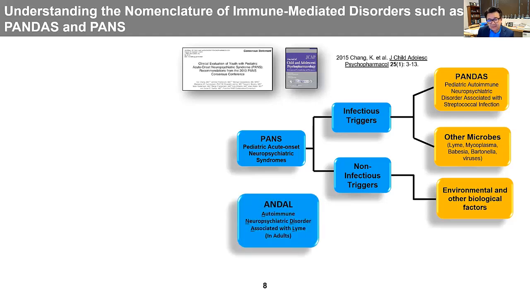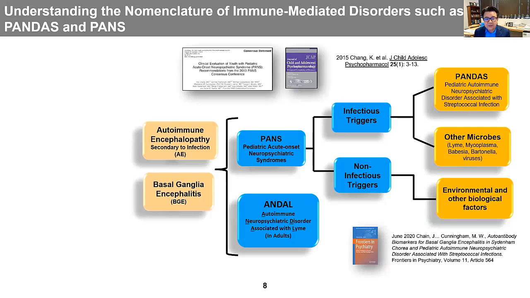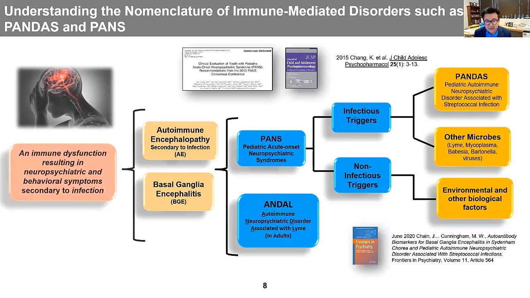But if you're an adult, neither PANDAS nor PANS applies to that diagnosis because, again, you have to be in the age range for pediatric. So other terminology like ANDL, sometimes called adult neuropsychiatric disorder associated with Lyme, or autoimmune neuropsychiatric disorder associated with Lyme. But we do know that in a broader sense, we're really talking about an autoimmune encephalopathy secondary to an infection. Sometimes you'll hear it called basal ganglia encephalitis because of the target in particular that these autoantibodies are targeting against. But if you summarize all of this, really we're talking about an immune dysfunction that results in neuropsychiatric and behavioral symptoms secondary to infection.